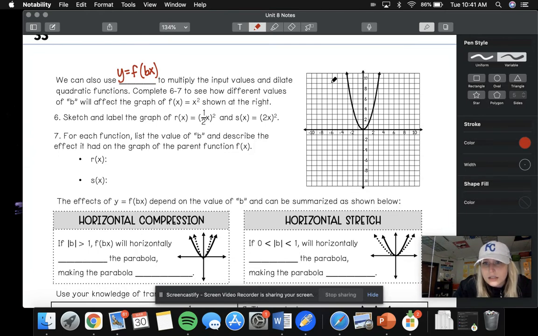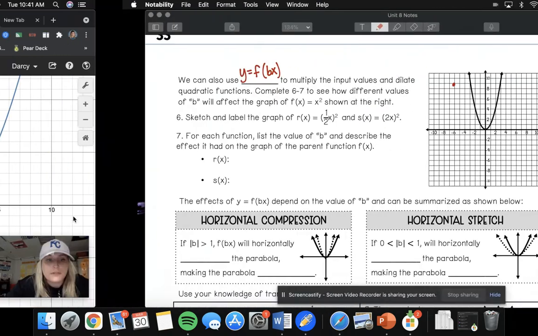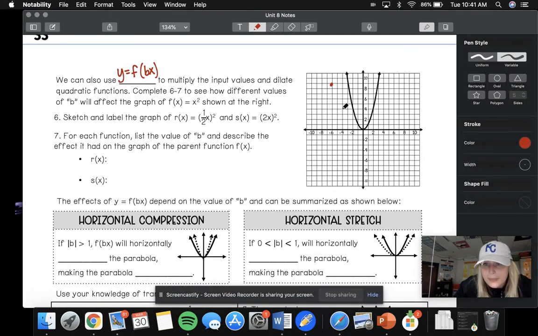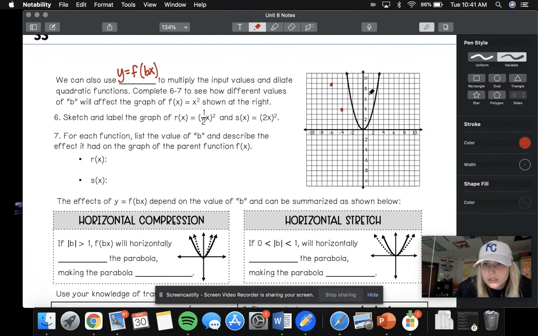-6, 9 right here. Okay, I'm going to use -4, 4. Use -2, 1. And I'm going to use 0, 0. And then I'm just going to make it symmetrical. So I'm just going to do basically the same thing. Beautiful. Okay, and I'm going to label this with R.